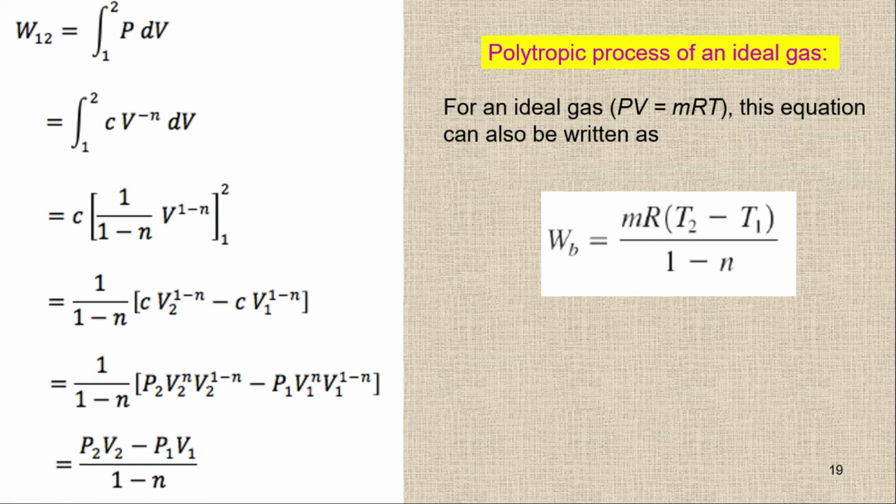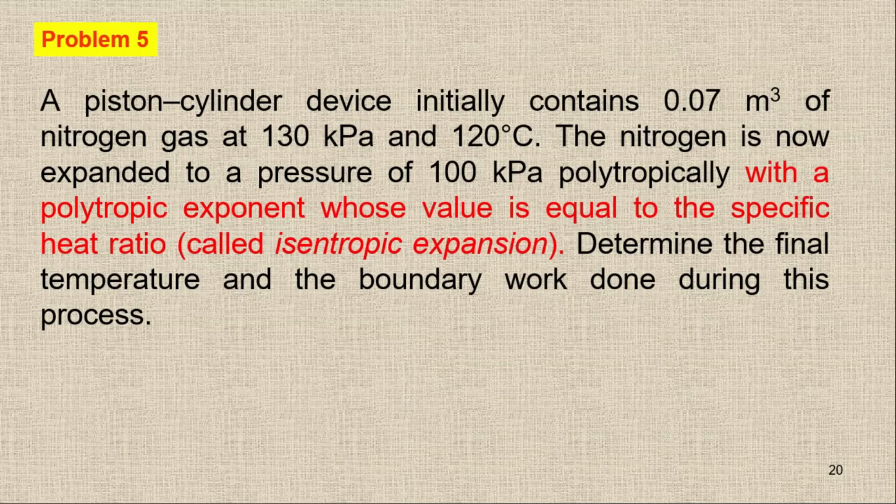For the polytropic process, we are going to solve a question here. You can see we have a piston cylinder device that initially contains 0.07 meter cube of nitrogen gas, so ideal gas equation, at 130 kilopascal and 120 degrees Celsius. Again, for the gas, we have to use the temperature value in Kelvin. The nitrogen is now expanded to a pressure of 100 kilopascal polytropically with a polytropic exponent, meaning the value of n, whose value is equal to the specific heat ratio.